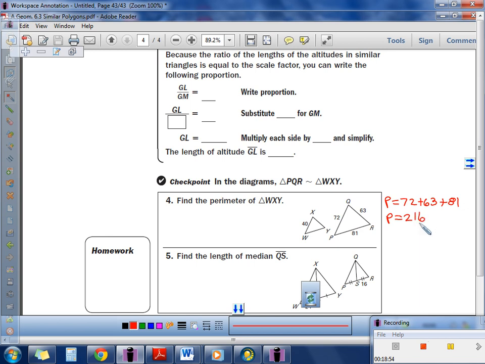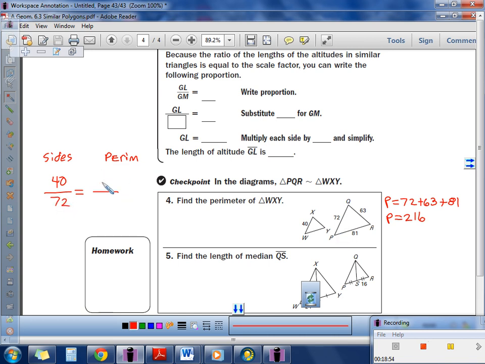I can now compare that to the perimeter of the other one. So we're going to create a little proportion over here to the side. So I'll do a fraction equals a fraction. On one piece, I'm going to compare the sides. And on the other one, I'm going to compare perimeters. Because I know the perimeters will simplify to the same as the sides. So on this one, I'm only given 40. So I'm going to use the 40. And 40 corresponds to 72.